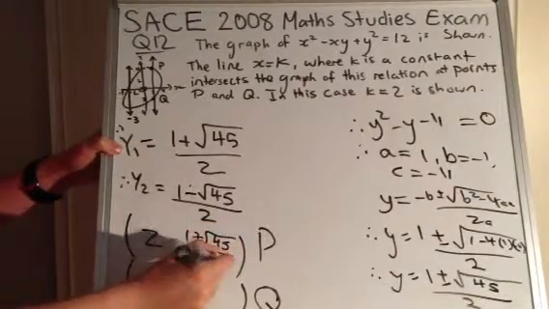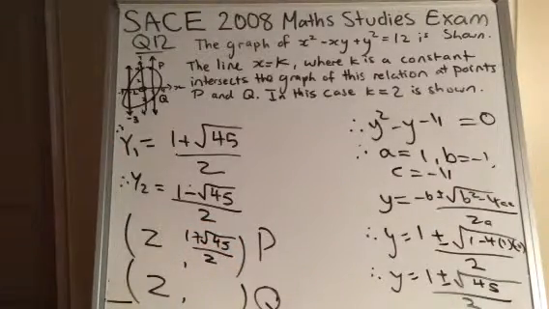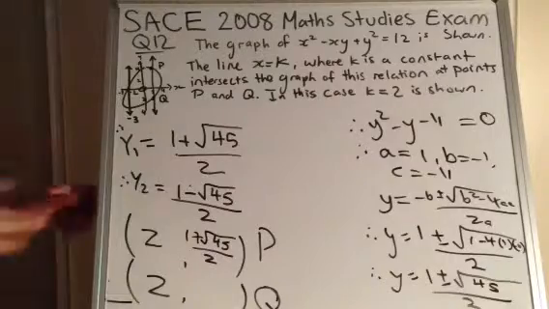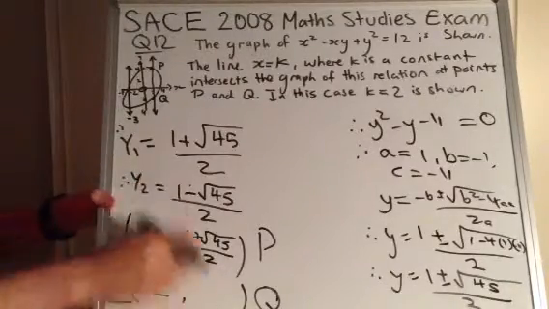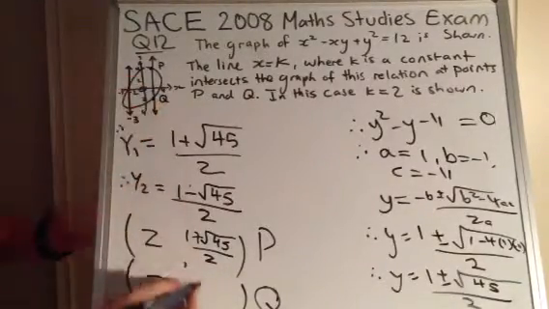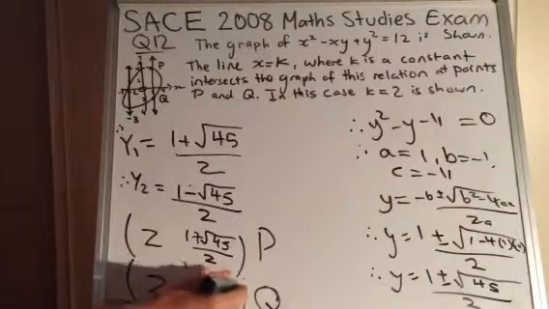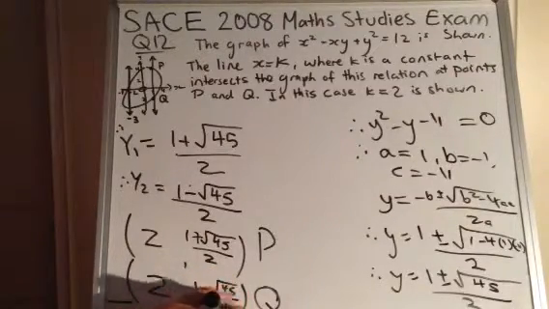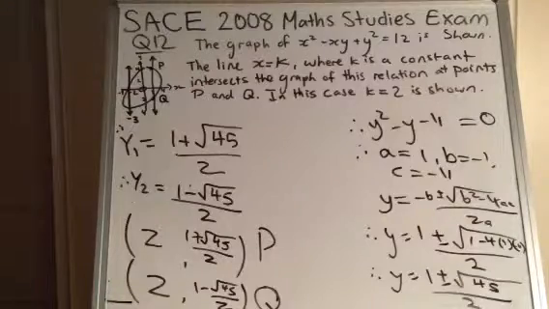1 plus the square root of 45 on 2. And then y2 is obviously going to be the other one, because it's going to be a negative coordinate, so it's going to be the Q value, the y coordinate for Q. 1 take the square root of 45 over 2. Excellent, and we solved that question there, 2 marks, and we get to move on to the next question.